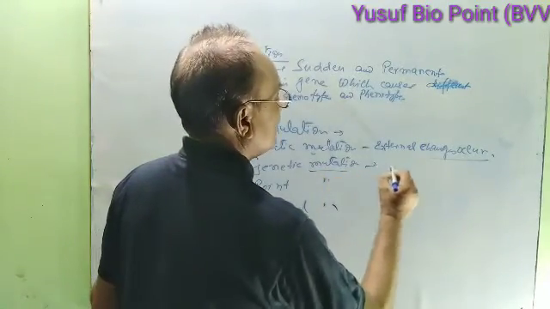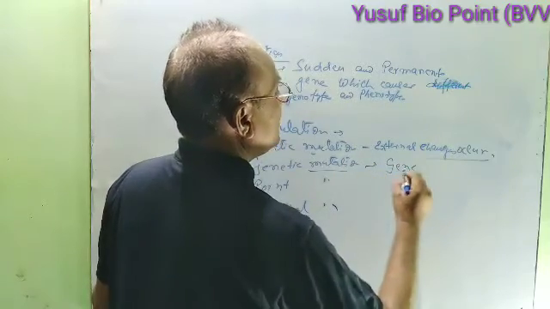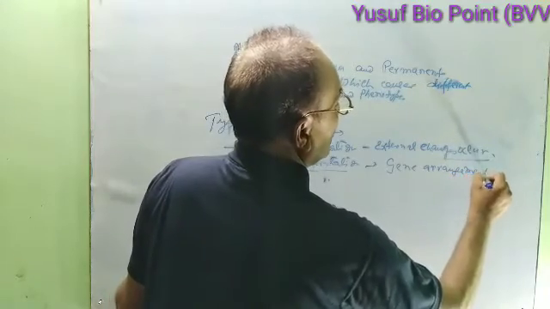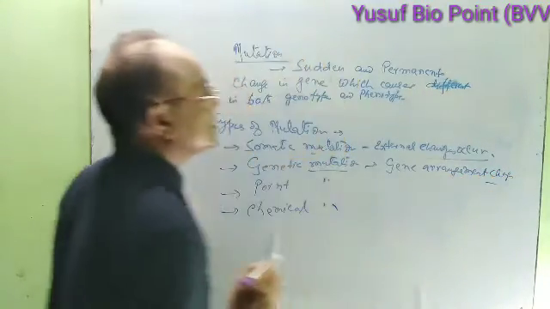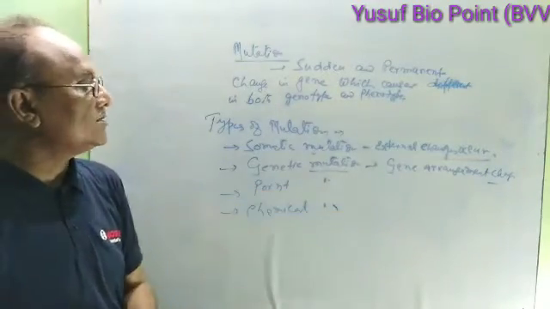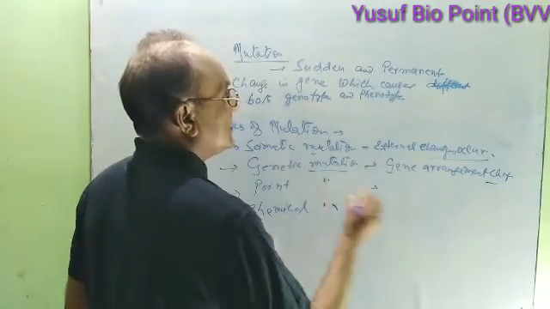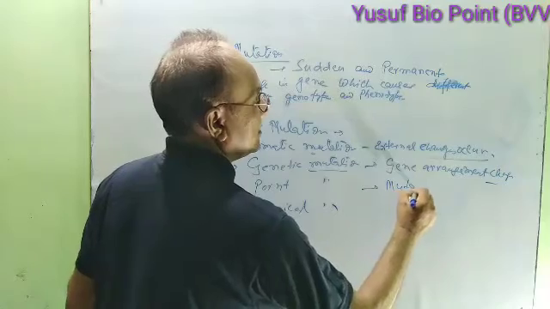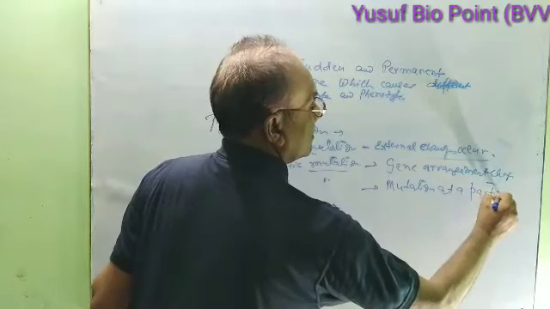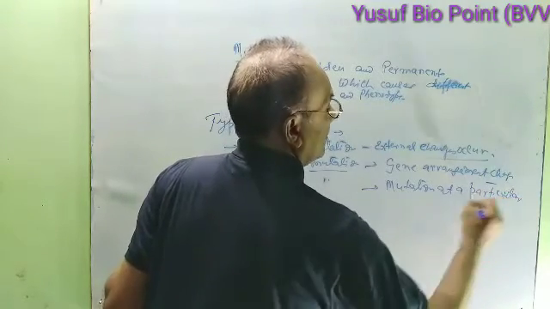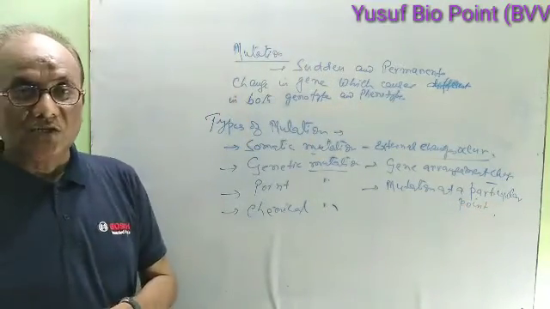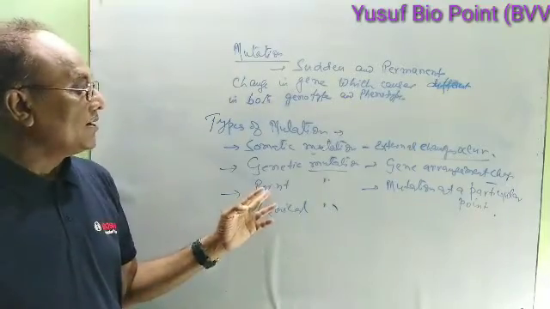Genetical mutation, that is gene arrangement change, and it transmit from one generation to others. That is transmit from one generation. Point, or at mutation at a particular point, at a particular point, किसी विशेष बिंदु पे जो चेंज होगा, that is called point mutation.